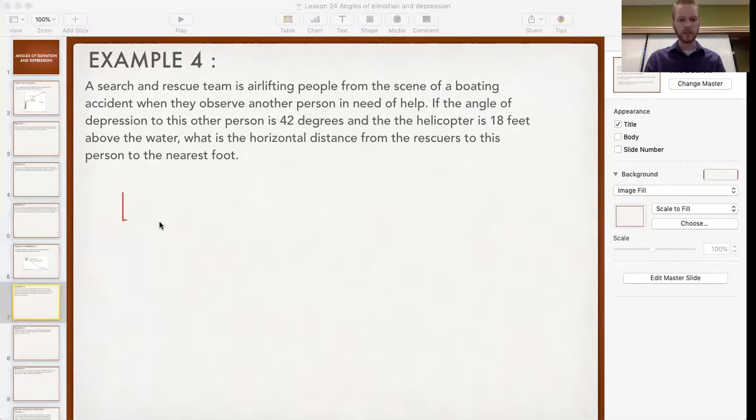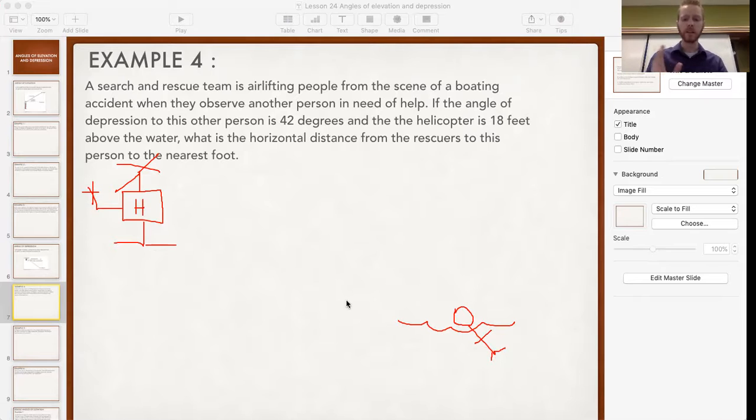So here's my helicopter up here. Boom, we'll put an H. There's the helicopter. We'll make it really look official. There we go. Okay, so there's my helicopter. And then down here is my person that I got to rescue. All right. Now, the helicopter itself is 18 feet above the water.